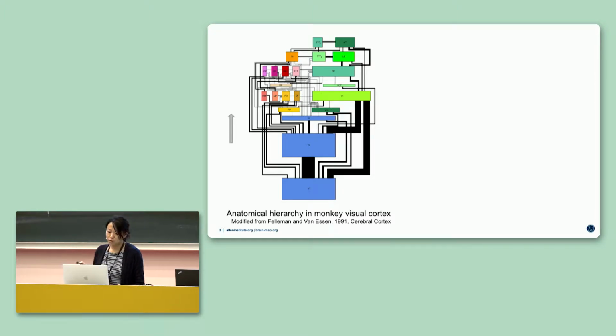V1 sits at the bottom of the hierarchy. The black lines indicate bidirectional connections between areas. So you can see it's both hierarchical and recurrent.